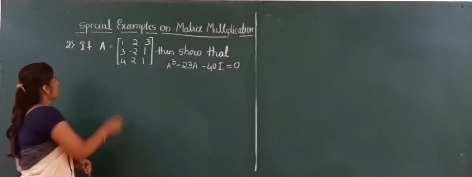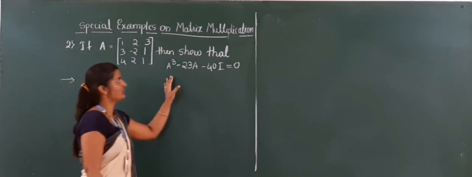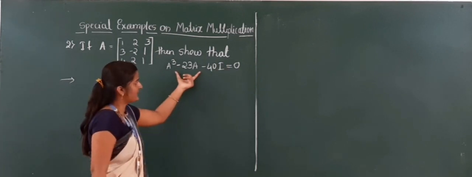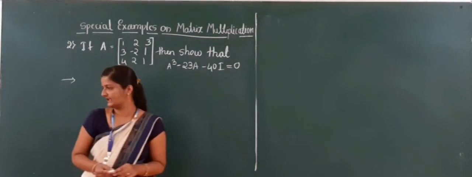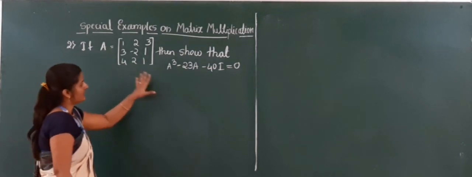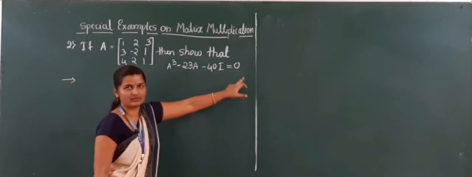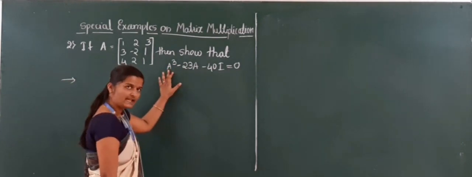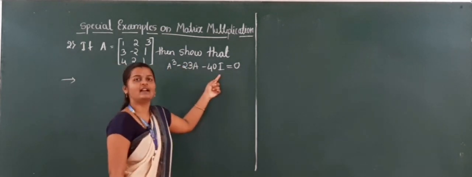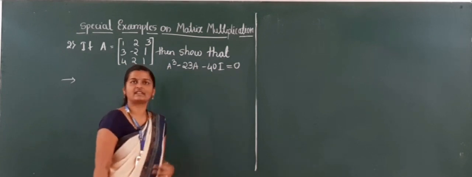So here they have given A as a 3 by 3 matrix. We have to show that this equation is equal to 0, the value of this is equal to 0. So what is the equation here? A cube minus 23A minus 40I equal to 0. First you have to find out A cube, and you have to multiply 23 to A and 40 into I. I is again the identity matrix. According to this equation you have to take the order.